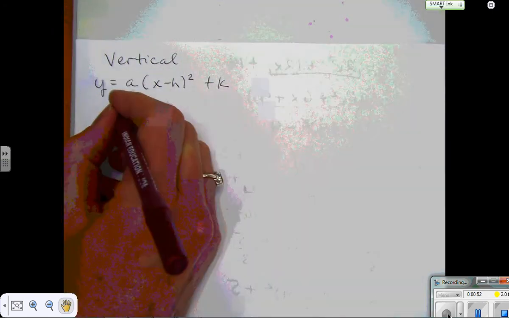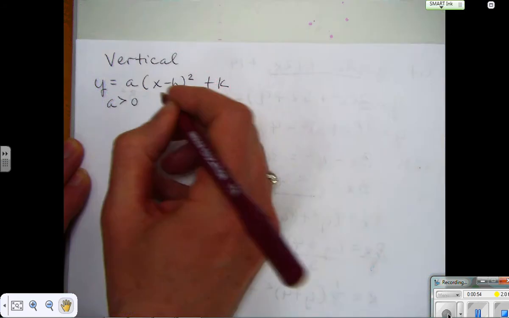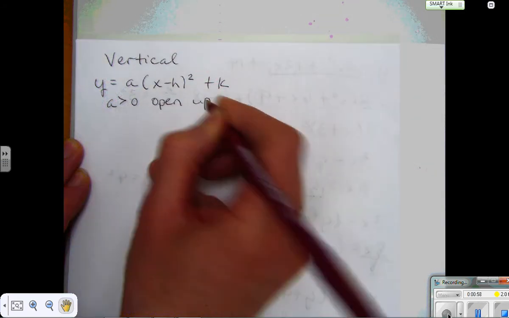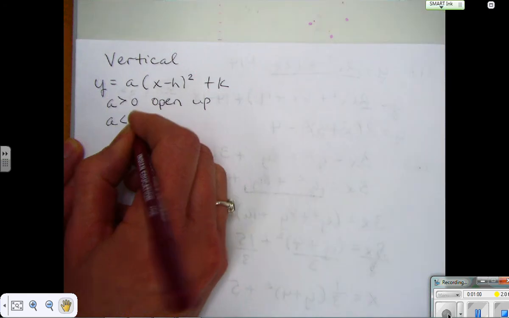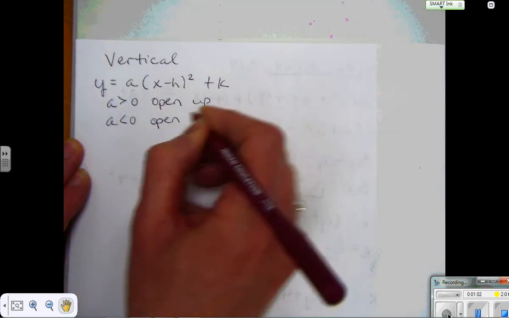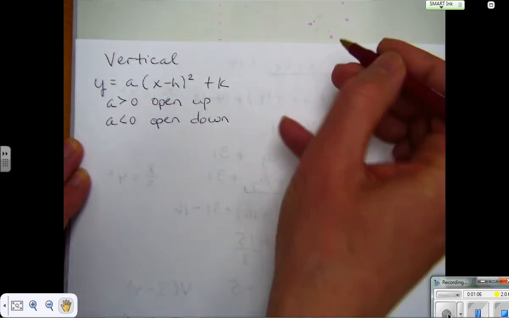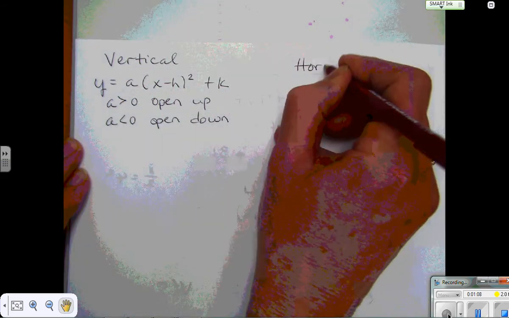If a is a positive number, if it's bigger than 0, then it's going to open up. If a is less than 0, if it's negative, then it's going to open down. Okay, so then we're also going to be working with horizontal parabolas.